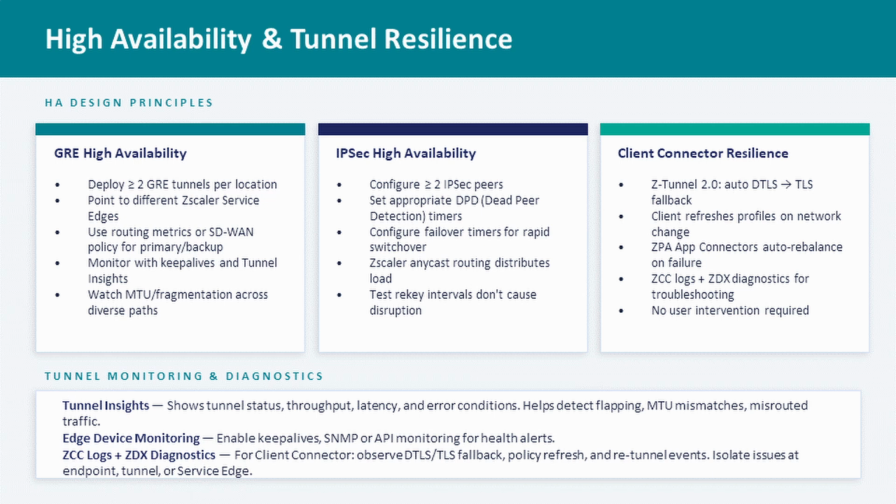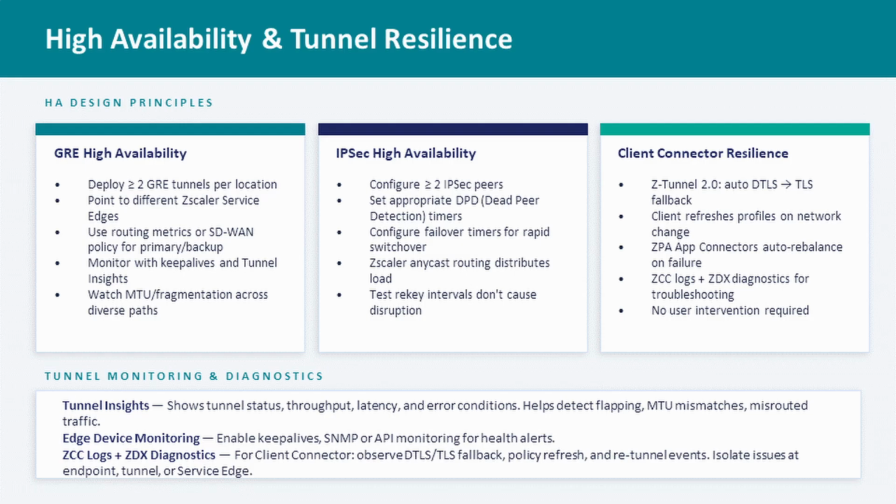The rule is simple. Always deploy at least 2 tunnels per location, pointing to different Zscaler service edges, and where possible, over diverse upstream internet connections. Different service edges means a single service edge issue doesn't take both tunnels down at once. Different upstream connections means a single ISP outage doesn't eliminate all your paths to Zscaler.